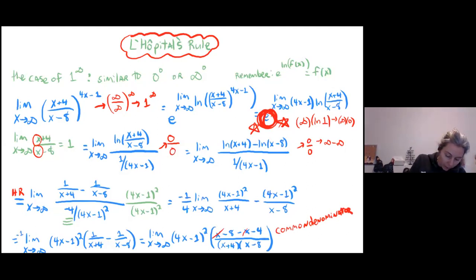Don't want to forget this negative 1/4. That should be going in front of the limits here. So I'm going to take this negative 12 right here and bring it out on top of the 4. So I end up with negative 12 over negative 4, the limit as x approaches infinity of 4x minus 1 squared over, that's kind of ugly, 4x minus 1 squared over x plus 4 times x minus 8.